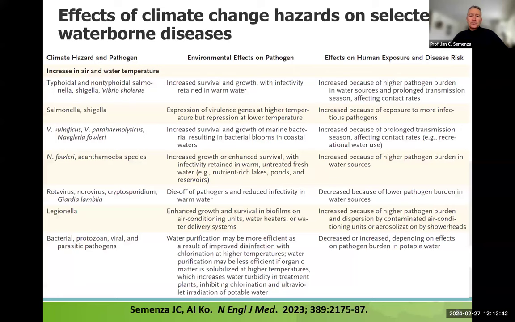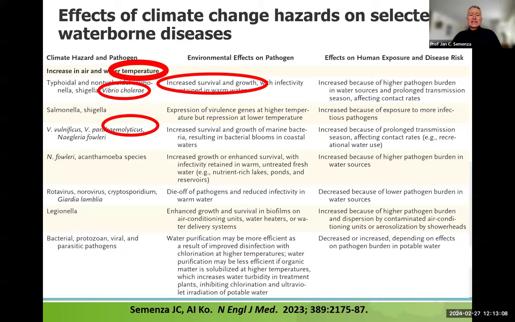And so in this particular table here that you can look up with the reference listed below, you can see how, for example, temperature has differential impacts depending on what kind of pathogens we are looking at. For example, you can see here that for Vibrio cholerae, temperature increases the survival and growth of these organisms, whereas for other organisms like rotavirus, norovirus, or cryptosporidium, temperature actually decreases the replication rate of these pathogens and increases the die-off rate. So these are differential impacts, how temperature differentially impacts different types of organisms. It's not just that we see an increase in survival, but also a decrease in survival.